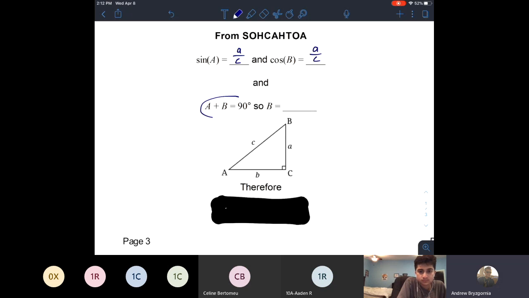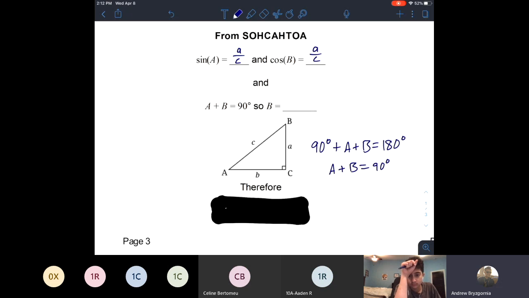Now this next part is saying A plus B equals 90 degrees. I hope you would all agree with me on that, because we've got the right angle there at C. And if we added all the angles together, 90 degrees plus A plus B will equal 180. So of course, if we subtract 90 from both of those, we're going to be left with A plus B equals 90 degrees. So that's how I know that is true.